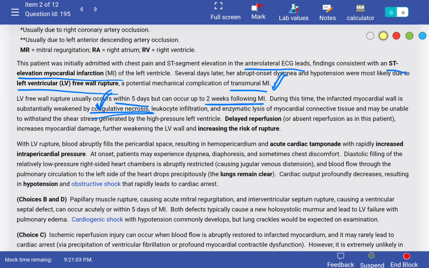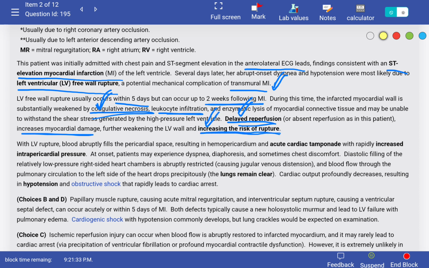Leukocyte infiltration and enzymatic lysis of myocardial connective tissue may leave it unable to withstand the shear stress generated by the high pressure left ventricle. Delayed or absent reperfusion in this patient increased myocardial damage, further weakening the left ventricle wall and increasing the risk of rupture.